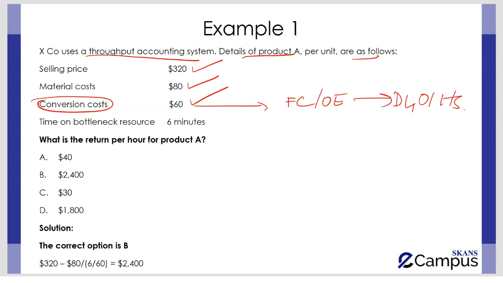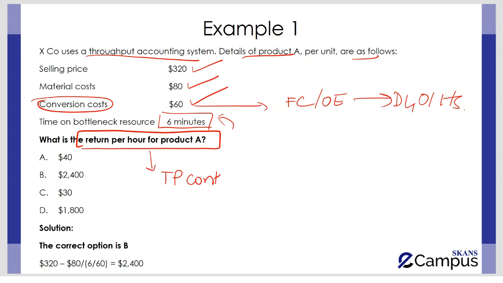Now time on bottleneck resource is 6 minutes. So per unit of product A uses 6 minutes of the bottleneck resource. Now requirement is what is the return per hour for product A. So return per hour of product A is required, not the throughput accounting ratio. So return per hour or return per limiting factor for product A, which is given in the form of minutes to us. So for return per hour, the first thing we need to calculate is the return, which is throughput contribution per unit, and we'll divide it with the limiting factor per unit. So throughput contribution per limiting factor needs to be calculated.